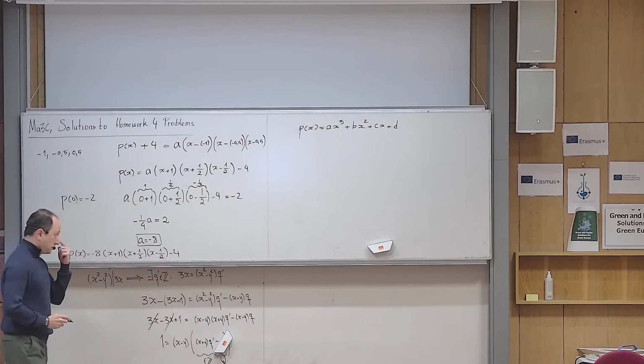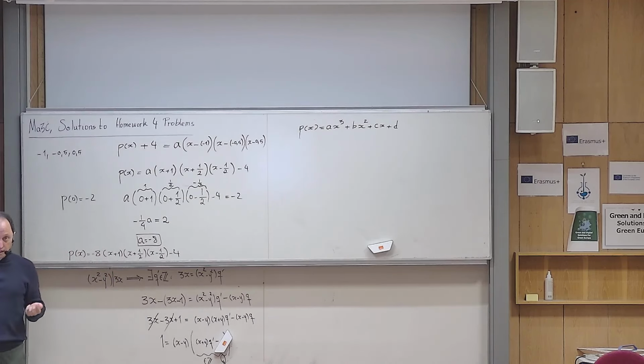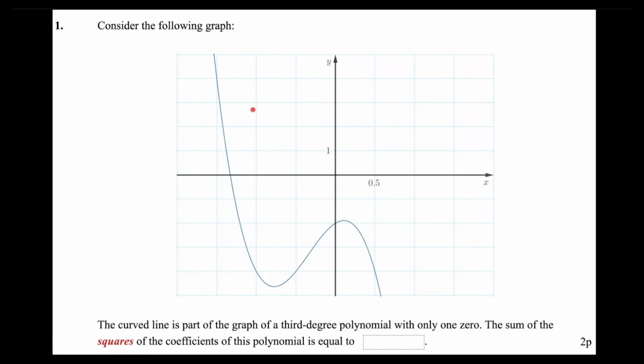This is your P of x. Is that clear? But the problem is, if you go back to the problem, the polynomial is not wanted. You are supposed to find the sum of the squares of the coefficients. So there is another twist to the problem. Then you have to do some simple algebra by expanding things, yes?